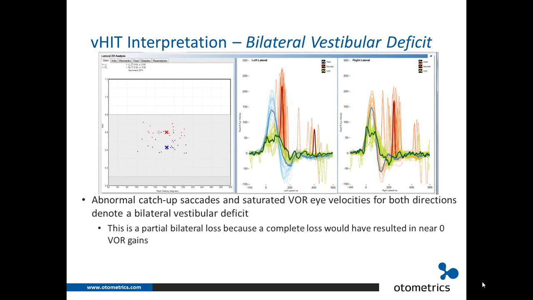The next example also shows abnormal catch-up saccades for both rightward and leftward head impulses. But the difference between this case and the previous example is that both VOR eye velocities appear to be saturated or clipped. Also, there's a VOR gain asymmetry, but it's relatively small. This pattern indicates a bilateral vestibular deficit. The loss is partial because total loss of bilateral vestibular function would have resulted in VOR gains of near zero.